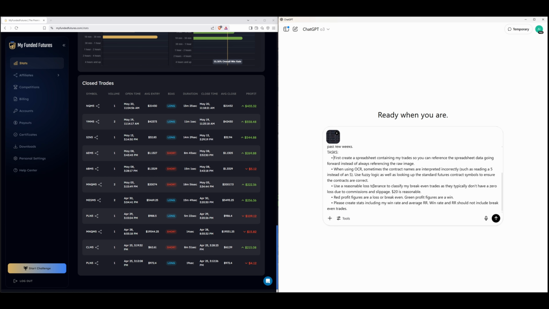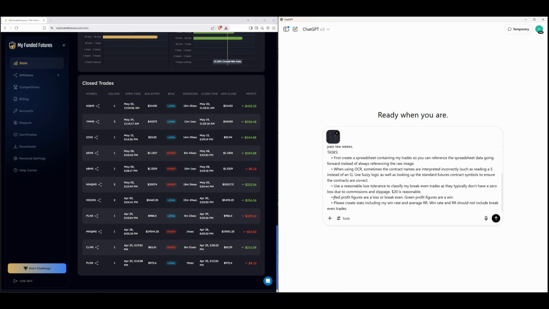Use a reasonable loss tolerance to classify my break-even trades, as they typically don't have a zero loss due to commissions and slippage. $20 is reasonable. So depending on the size of your funded account, this is only a 50K account, so I can't put too many contracts on. You may want to tweak this. $20 is usually reasonable. You know, when you take a loss, it won't be zero. It'll be like 5 or 15 or something like that. If you have a $150 grand account, then maybe your break-even will be $60. Okay, because there's always a little bit of commissions and slippage.